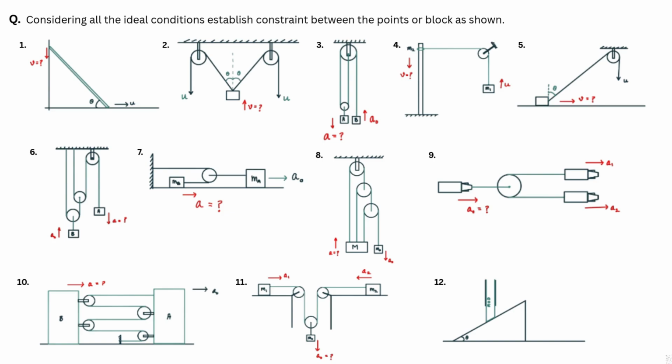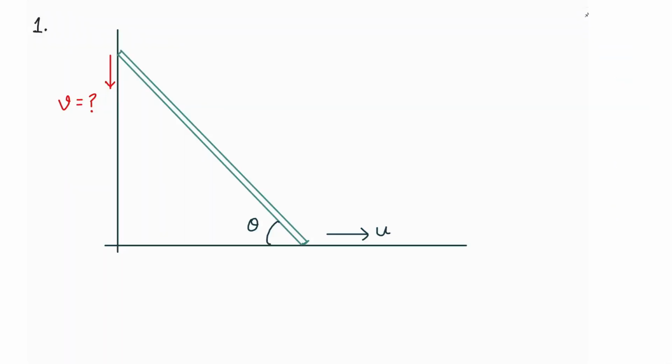So hello everybody, welcome to this important series on constraint motion. These are the 12 problems which we will be solving in this series. This series will consist of the entire idea of establishing constraint relations between 2 points, 2 blocks, or a combination of such systems.